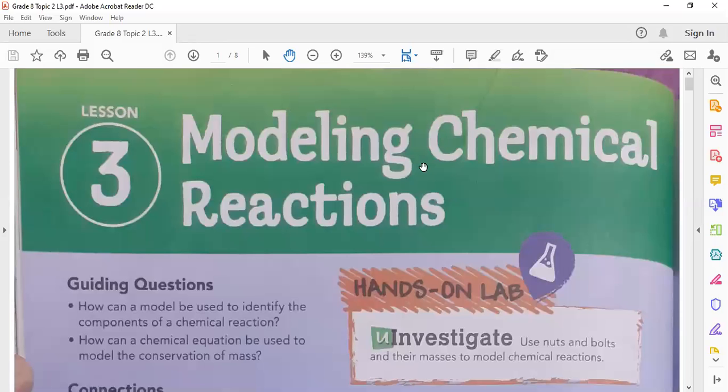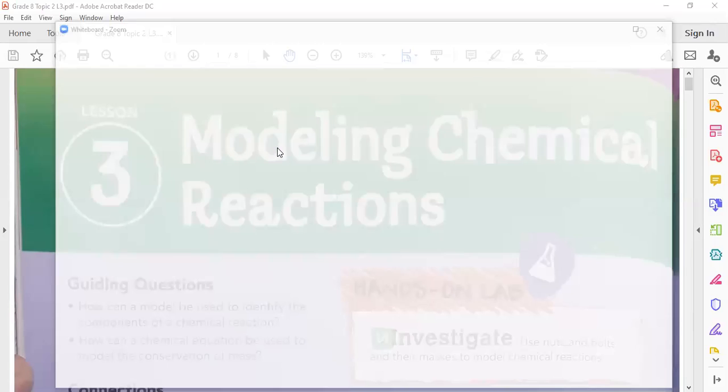For example, to get an idea about what is the meaning of modeling chemical reactions.